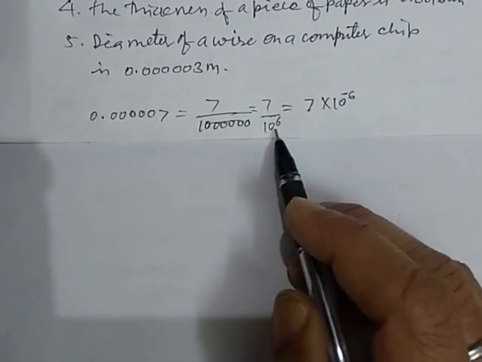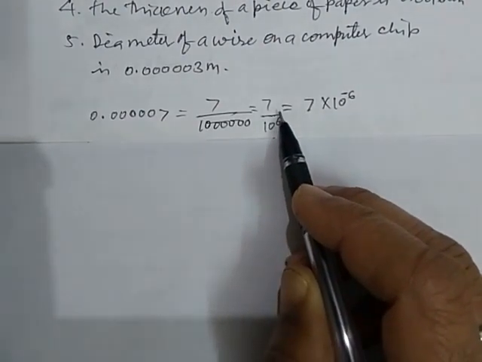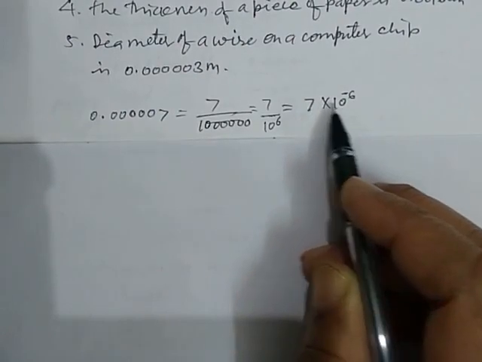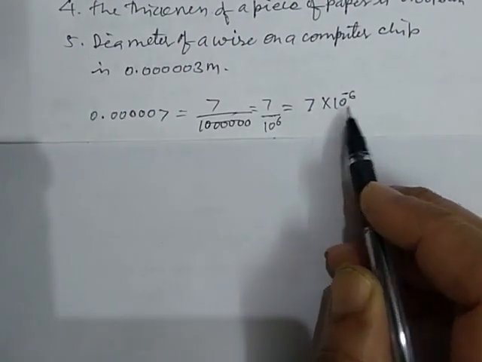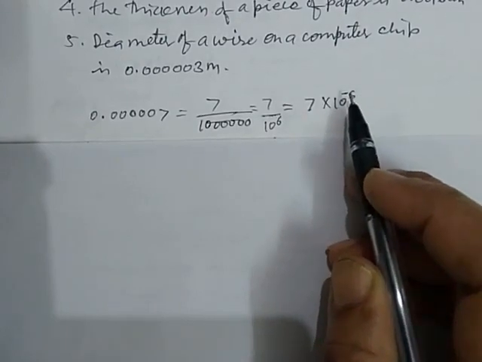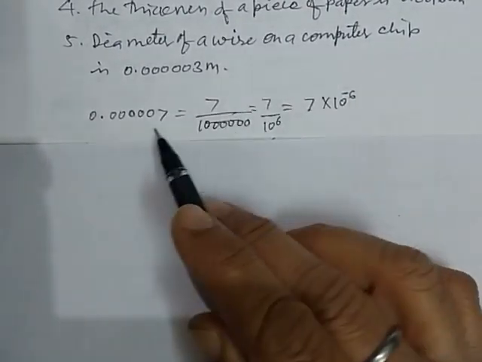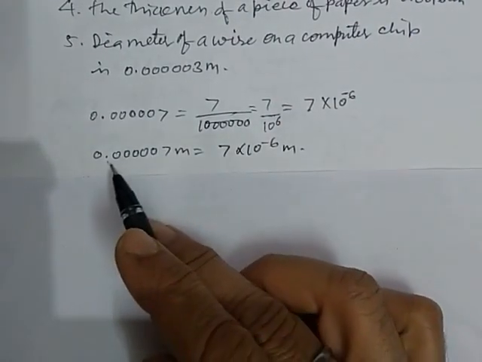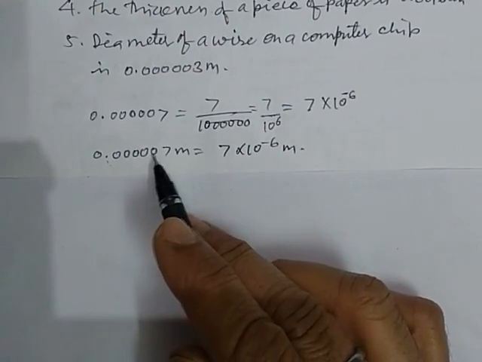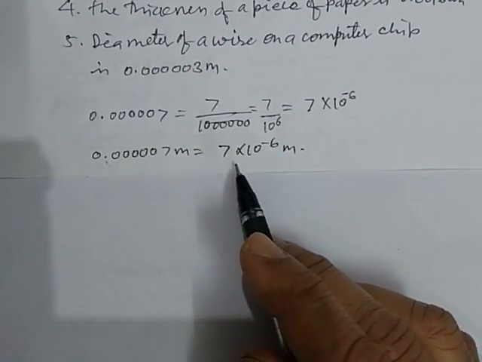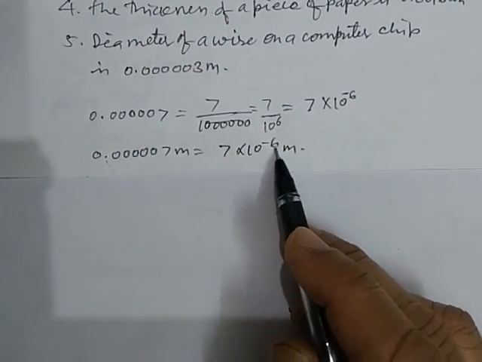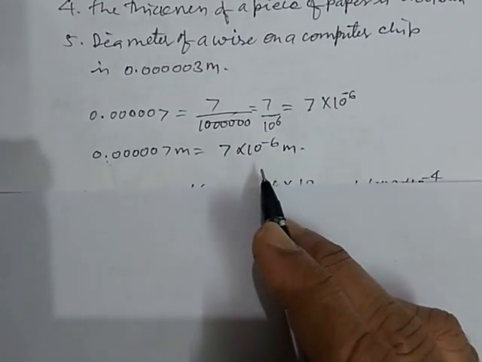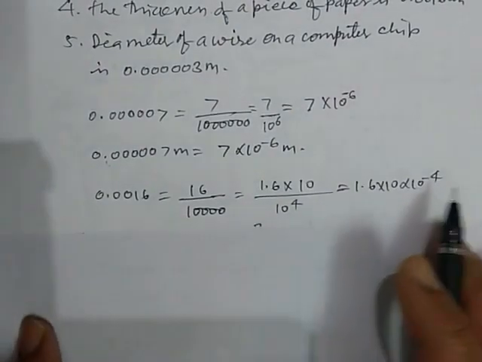Now if we bring this power to the top, that is in the numerator, then it becomes 7 into 10 raised to the power minus 6. So this way we can represent such small quantities. So ultimately 0.000007 meter is equal to 7 into 10 raised to the power minus 6 meter. This is a very efficient way to express small quantities.